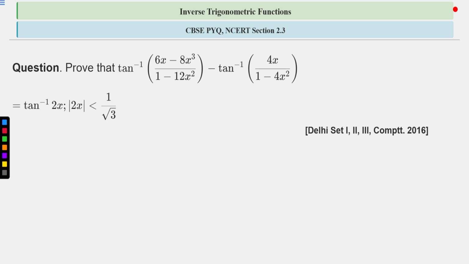And also for the second expression, tan inverse (4x upon 1 minus 4x square), it will be tan inverse (2 into 2x upon 1 minus (2x) whole square), right? So in this way you will try to convert this expression into the simplified form. Clear? So I'm giving you 10 seconds to solve or think about this question. After that we will move to the solution part, right?